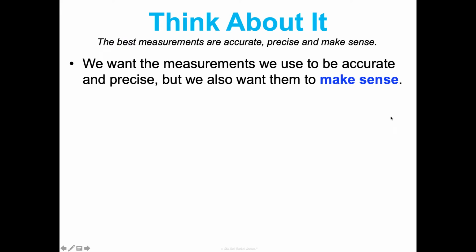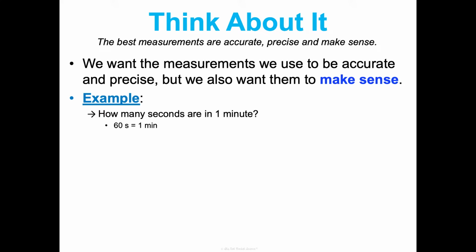So, like I said, we want our measurements to be accurate and precise, but we also want them to make sense. We want to use units that make the most sense. So, for example, how many seconds are in 1 minute? 60. How many minutes are in 1 hour? 60 minutes in 1 hour.